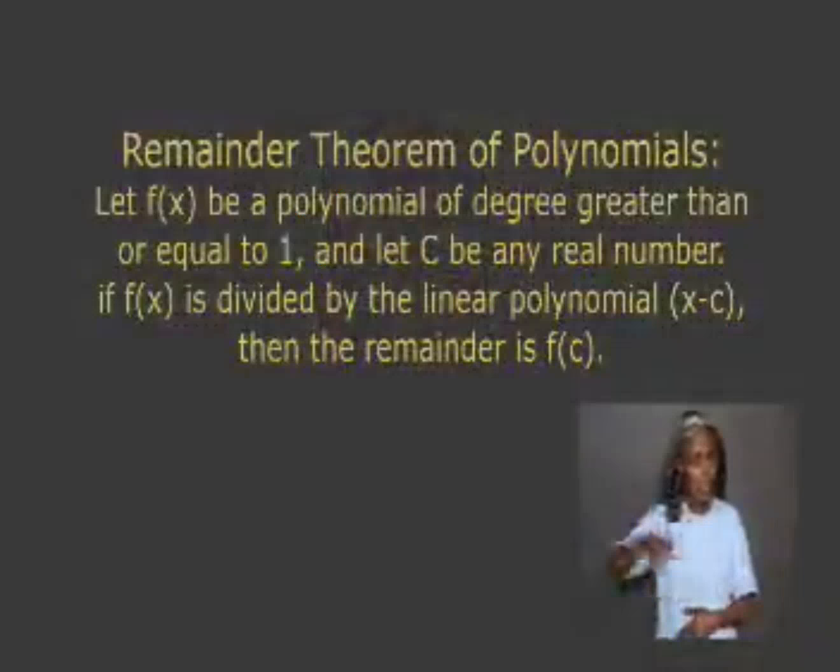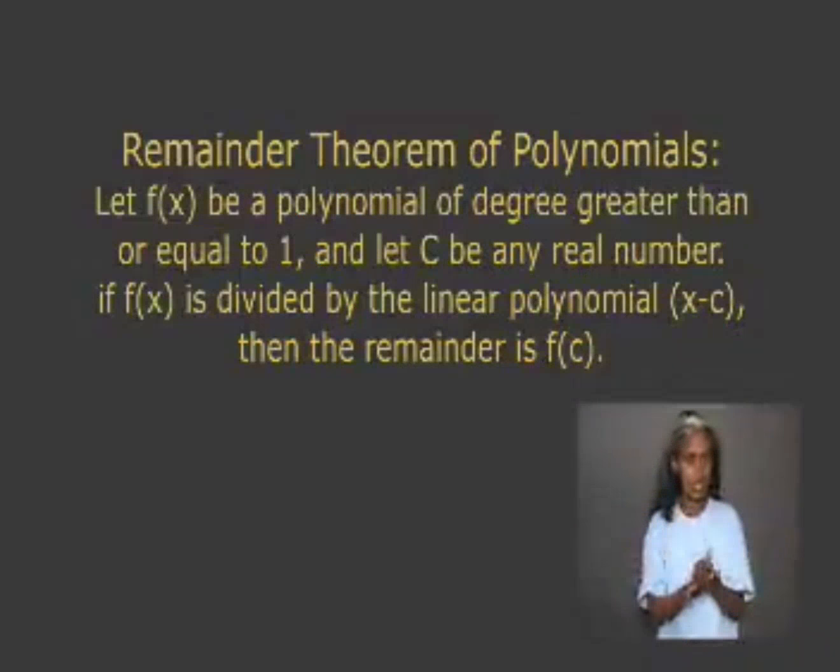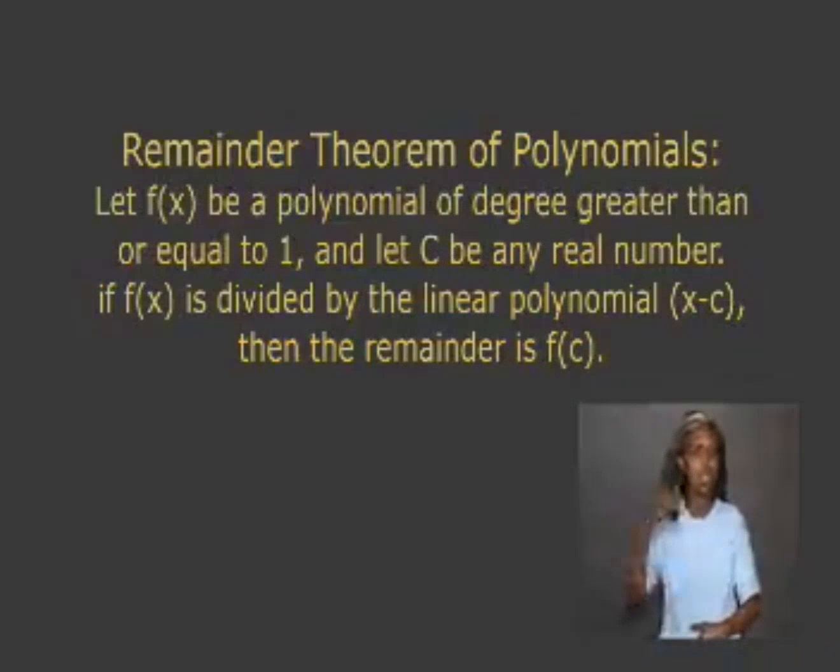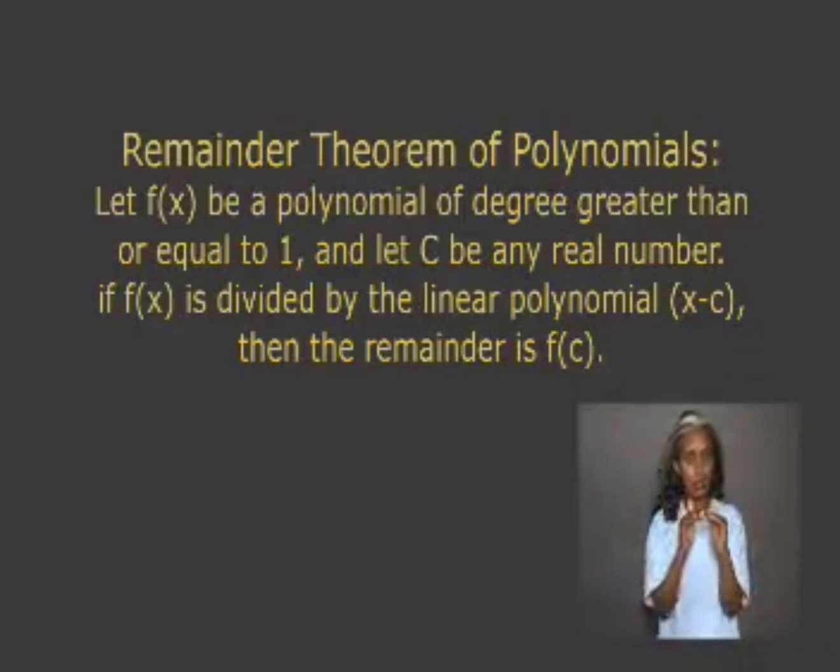The remainder theorem of polynomials states that when f of x is divided by x minus a constant, the remainder is always a constant. Let f of x be a polynomial of degree greater than or equal to 1, and let c be any real number. If f of x is divided by the linear polynomial x minus c, then the remainder is f of c.